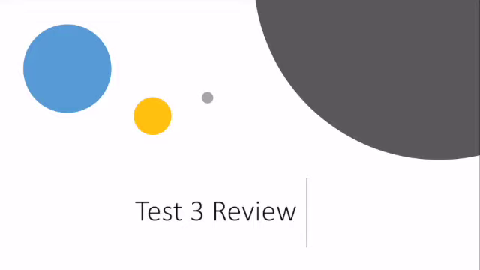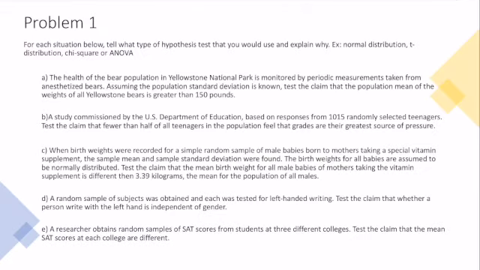Right, class, so today we're going to be going over the exam review for test 3, and that covers chapters 9 and 10. So, for the first problem, I want you to tell me whether you're going to be using a normal distribution, that's when you find a z-score.